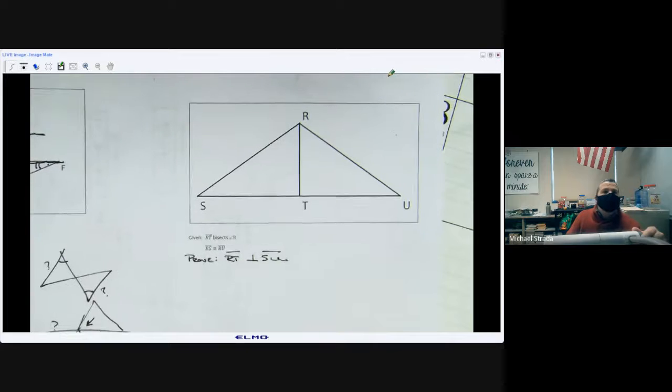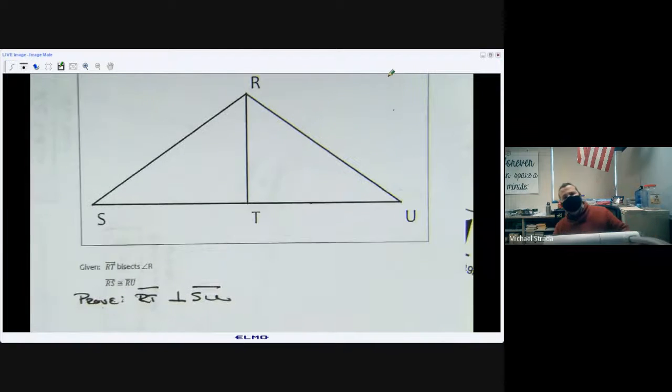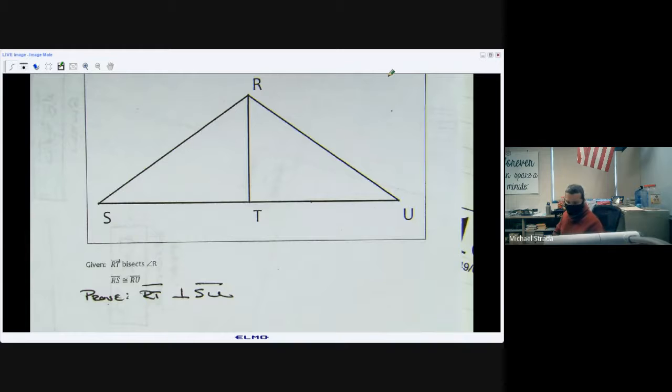All right. What I want you to do in that one, please, is just prove the triangles are congruent. Just prove the 2 triangles are congruent.